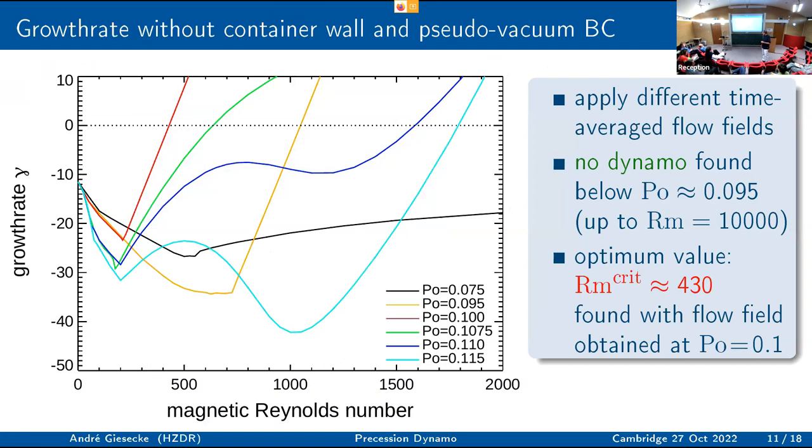So using the velocity field, I calculated various growth rates independent of the magnetic Reynolds number. And I found dynamo action at quite large magnetic Reynolds number, and the absolute minimum that I found was for the flow field obtained at a precession ratio of 0.1. This optimum value is 430, and this will be achievable in the experiment, but it's still quite a large value. By the way, this magnetic Reynolds number is defined with the outer rotation of the container, so it's not defined as an internal field.